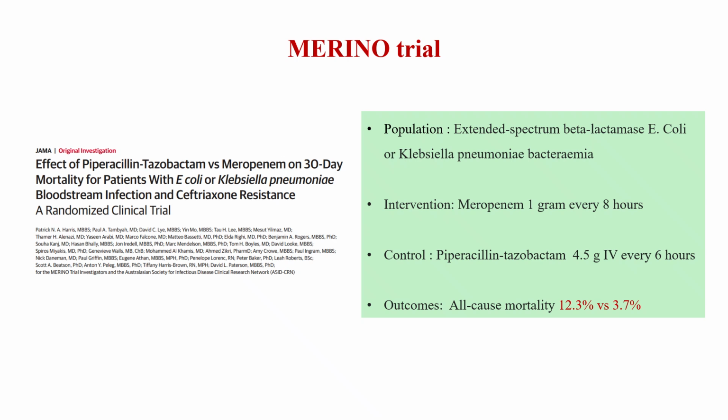between piperacillin-tazobactam and meropenem in patients with bloodstream infections with E. coli and Klebsiella. Most of the patients in this study were E. coli. So the mortality difference was quite significant. Survival was around 88% in piperacillin-tazobactam, whereas 97% in patients receiving meropenem.